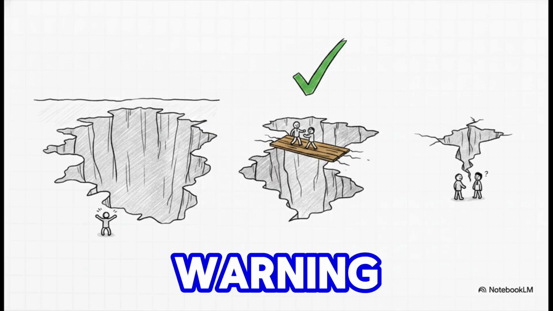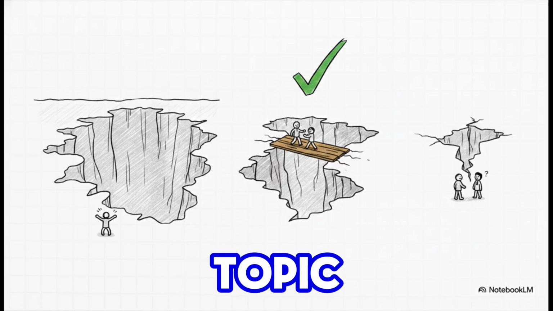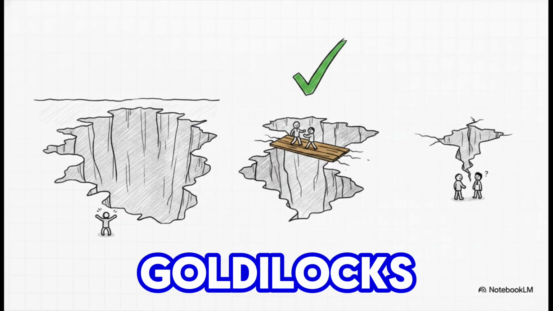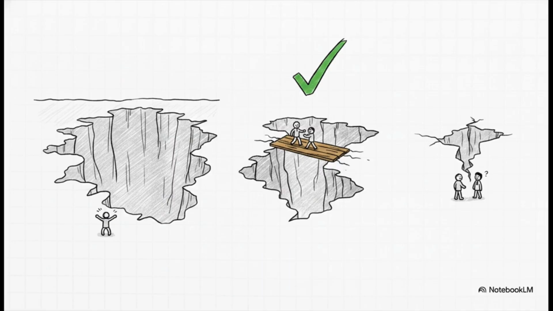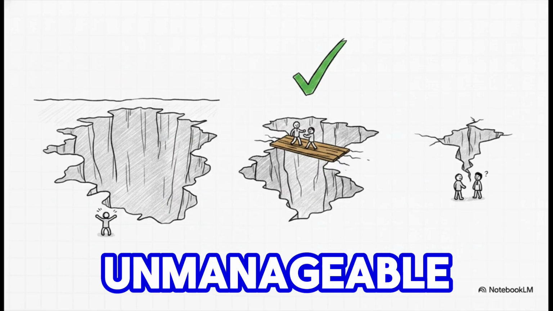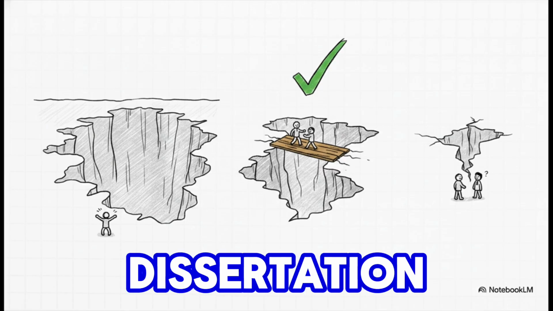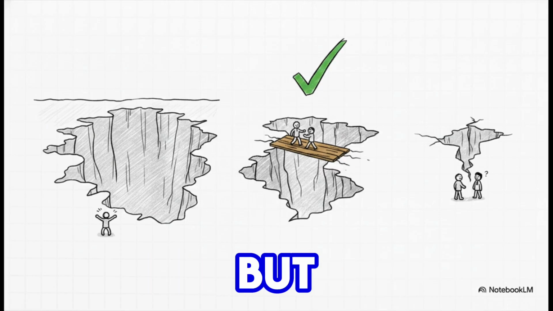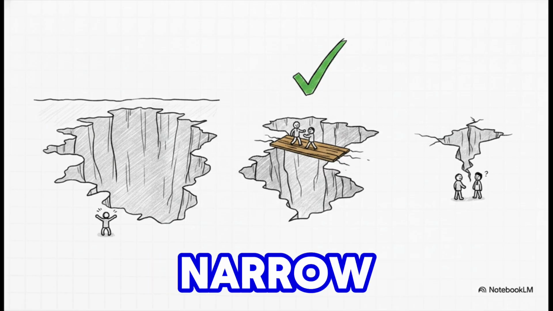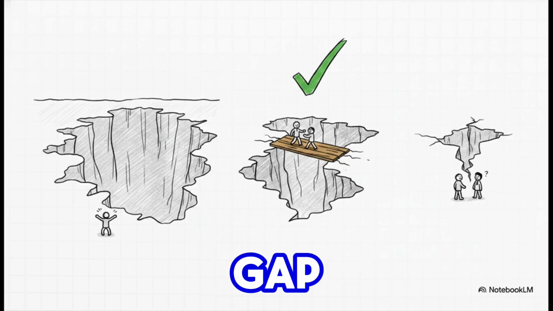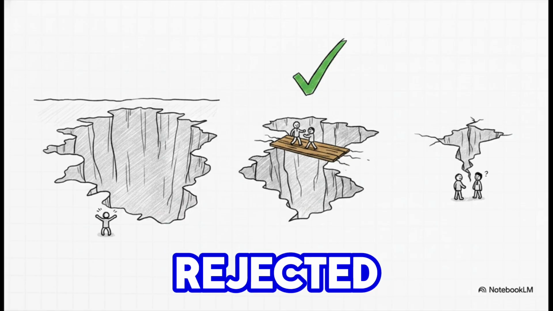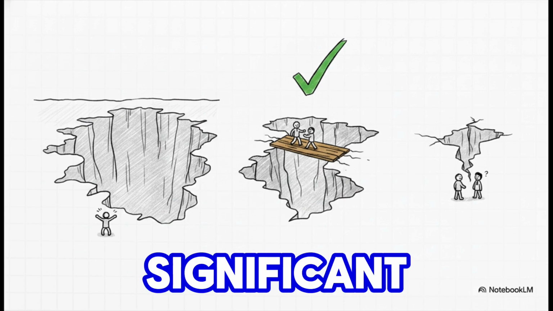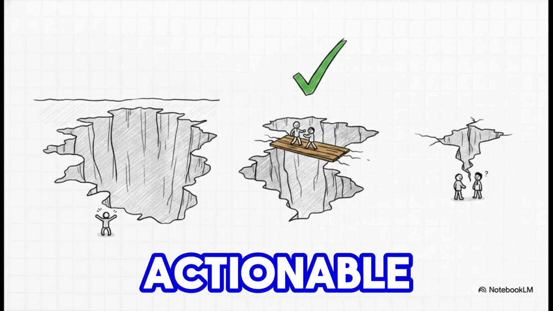But a quick warning, as you use this method to refine your topic, you've got to remember the Goldilocks principle. Your research gap needs to be just right. It shouldn't be so broad that it's completely unmanageable for a single thesis or dissertation. You can't boil the ocean, right? But it also shouldn't be so hyper-narrow, what we call a so-what gap, that solving it offers no real value to the field. That'll just get your proposal rejected. You want a gap that is significant, manageable, and highly actionable.